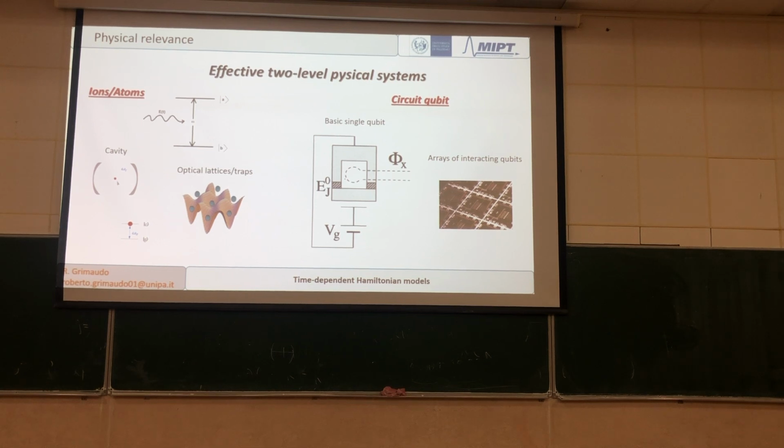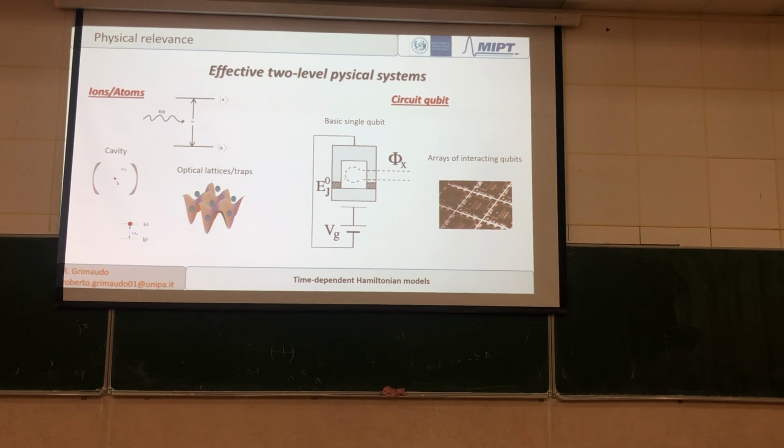Well, so we can send laser fields just to couple two energy levels of our ion or our atom, so that it behaves like a two-level system. In this way, we are able to produce experimentally an effective two-level system, what we can call a qubit in general. The other important physical scenario is the one concerning quantum superconducting circuits. For example, here you have a very basic scheme of what we call a charge qubit.